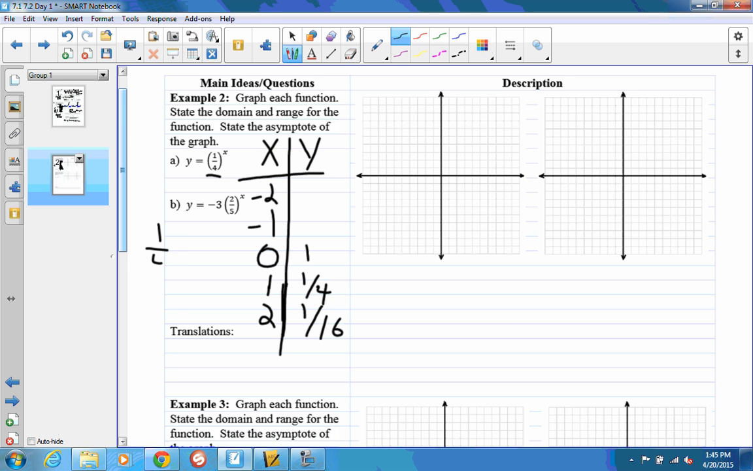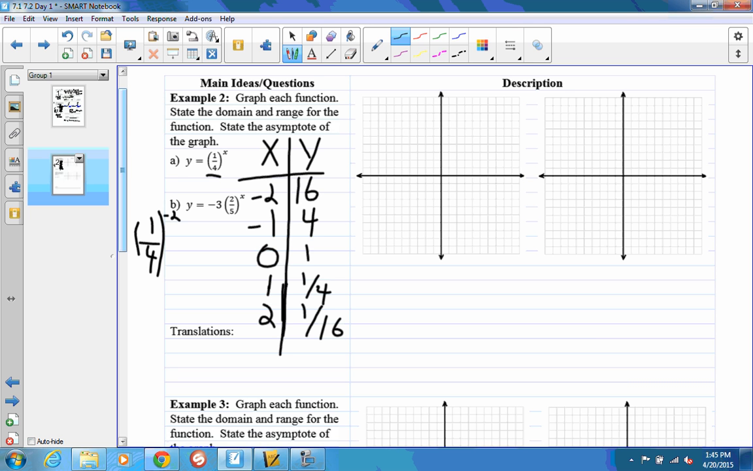1/4 raised to the negative first power. What do I do with that? You have to flip it. Flip it, right? So this is 4 to the first, which is 4. Alright, so 1/4 raised to the negative squared power. Again, flip it, becomes 4. And what's 4 squared? 16. Alright, so plot these points.